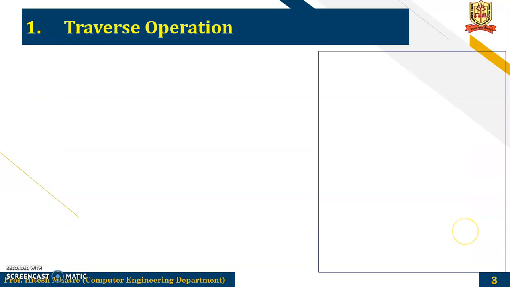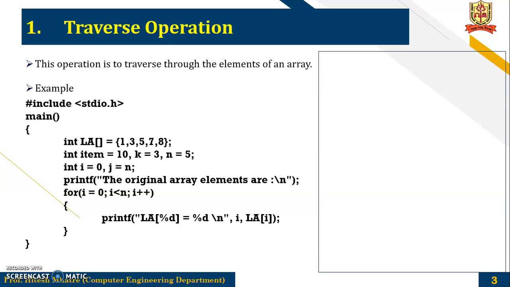First is a traverse operation. This operation is used to traverse through the elements of an array. Now this is an example. See, this is an array whose size is 5, and we have 5 elements. Then we have a variable item whose value is 10, a variable k whose value is 3, and variable n whose value is 5. So for the loop, I equal to 0 and j equal to n.